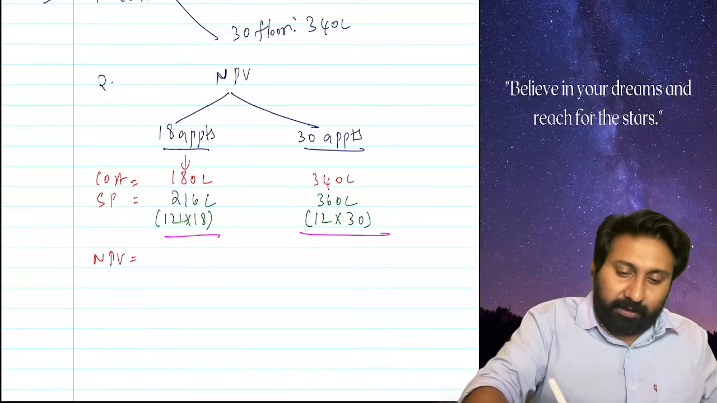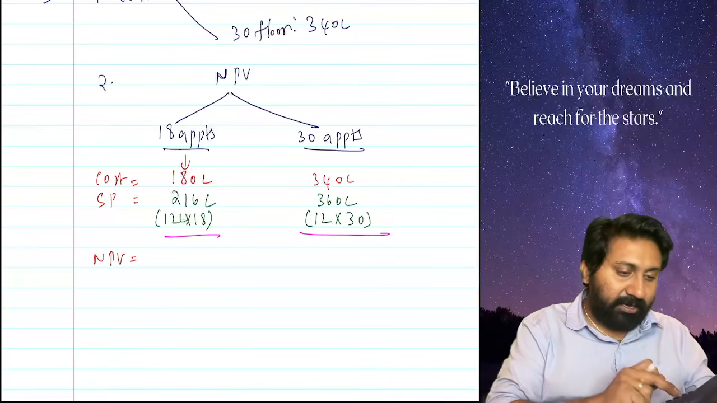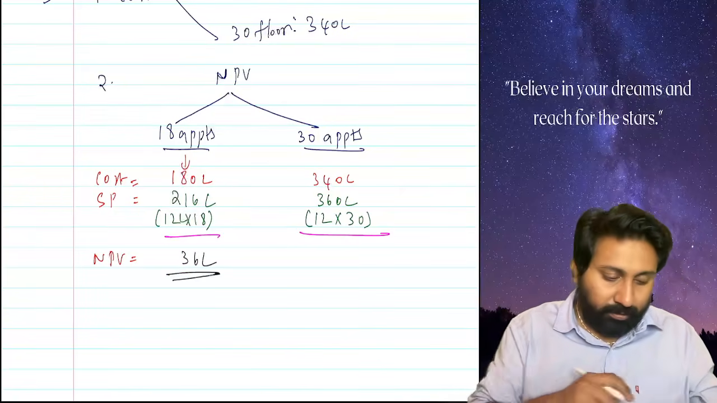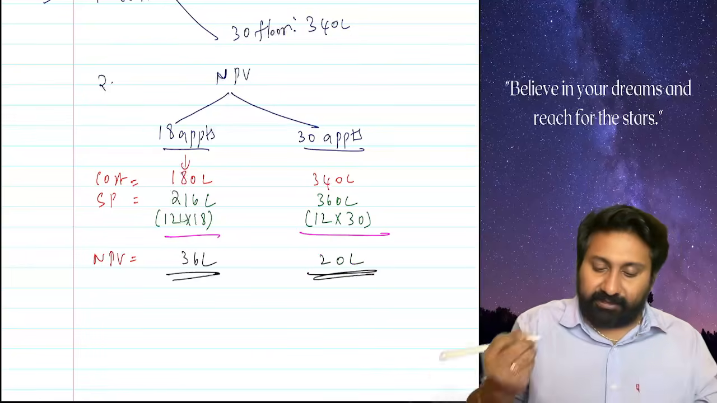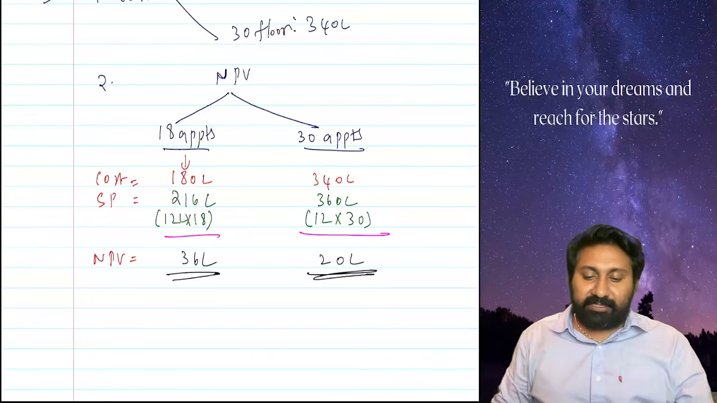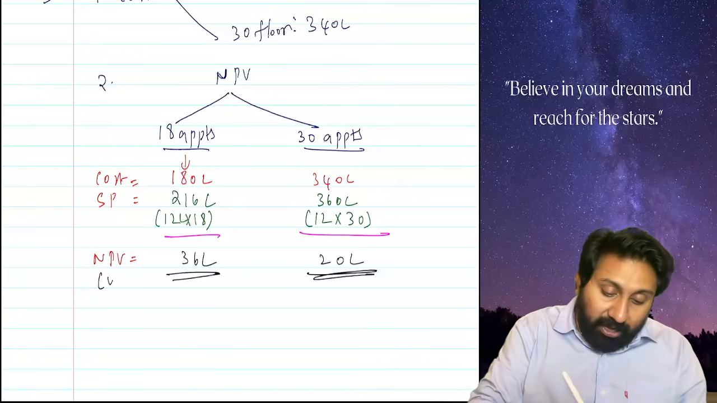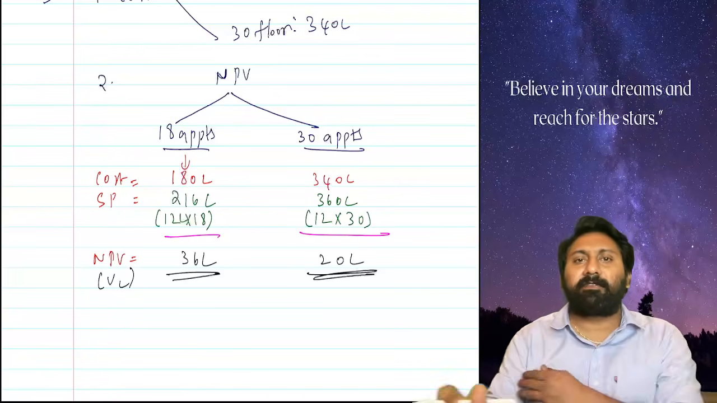NPV of decision will be, the first case, 216 minus 180, 36 lakh. 340 minus, 360 minus 340, 20 lakhs. What is this? 36 lakh. What is this? 20 lakh. This is the value of the land. What do you mean value of the land?